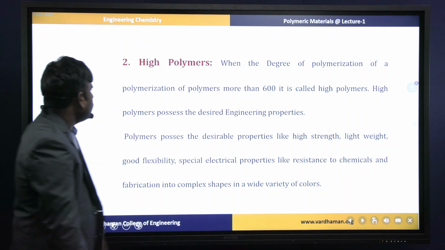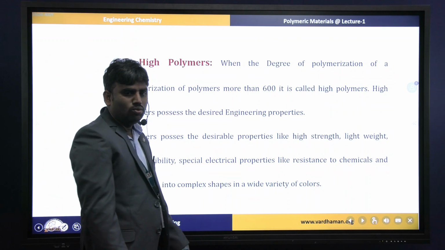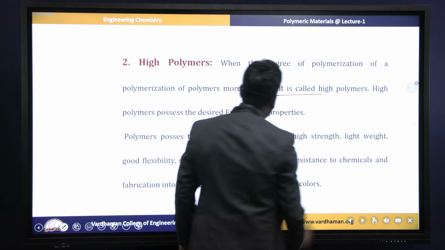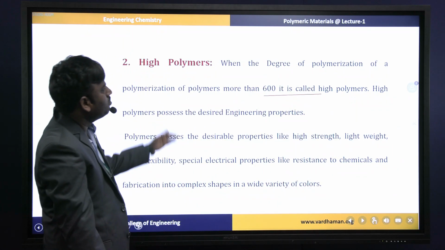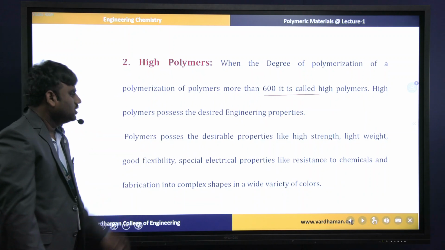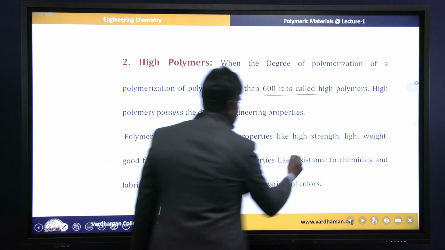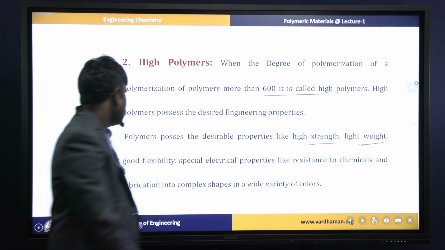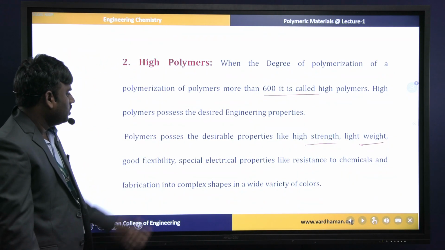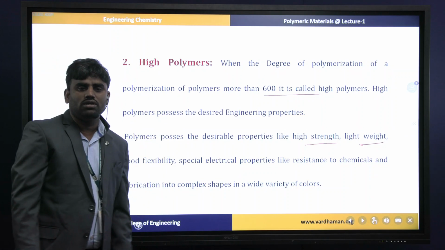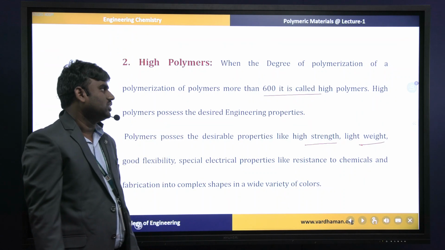And the second one is high polymers, whose degree of polymerization is greater than 600. These polymers are used in design engineering applications because these materials possess high strength and are also lightweight, along with good flexibility and special electrical properties. So that's why these materials are used in various engineering applications.